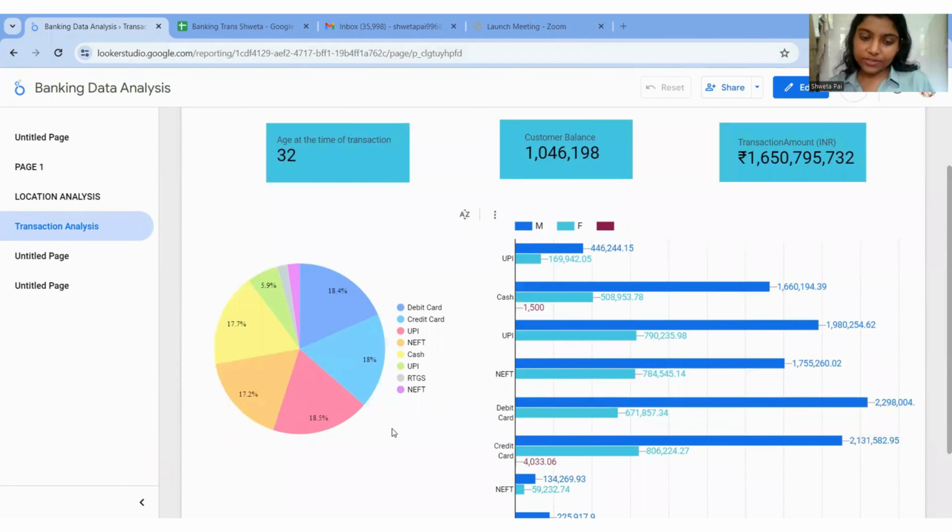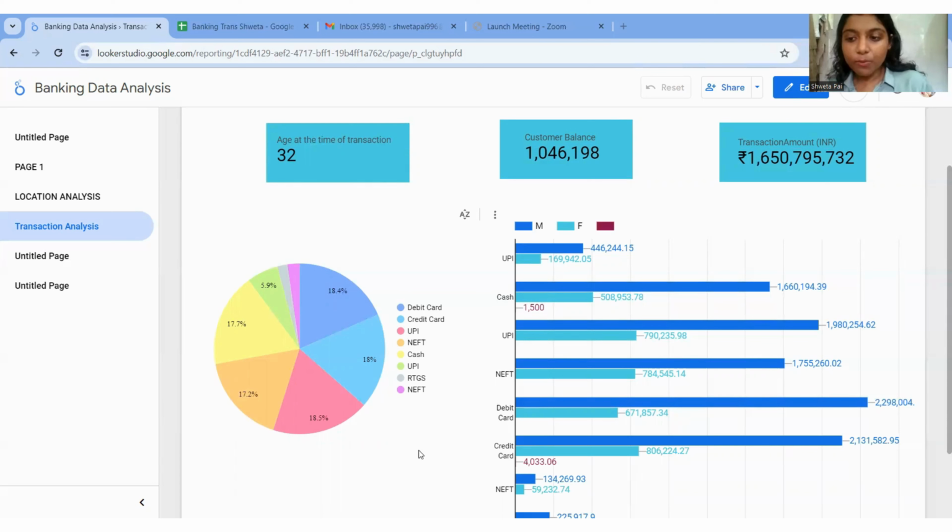Further, we have categorized the modes of payments done by customers at the time of transactions. So UPI has topped our list, which indicates a strong preference among users for this mode of payment. This could be due to the ease of use, convenience, and widespread acceptance among merchants and users for UPI-based payments. So it includes Google Pay, PhonePe, Paytm, etc. sources, followed by the debit card usage.